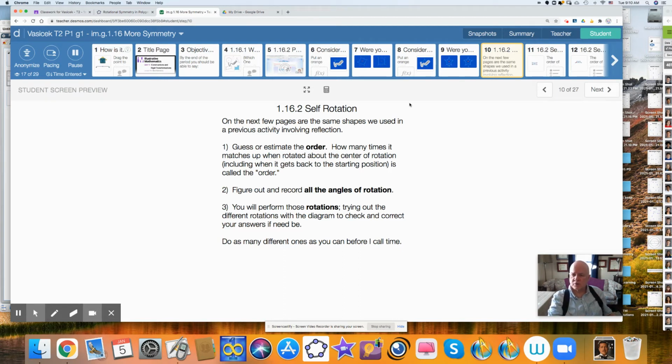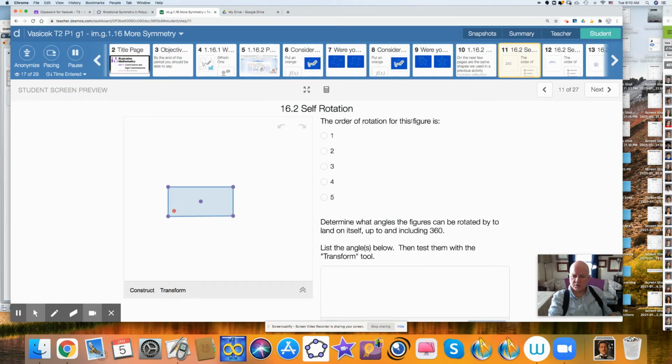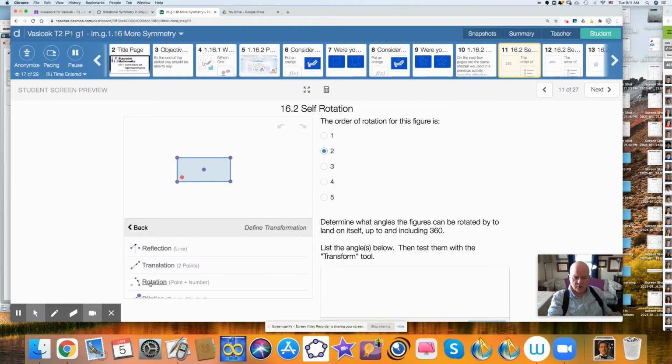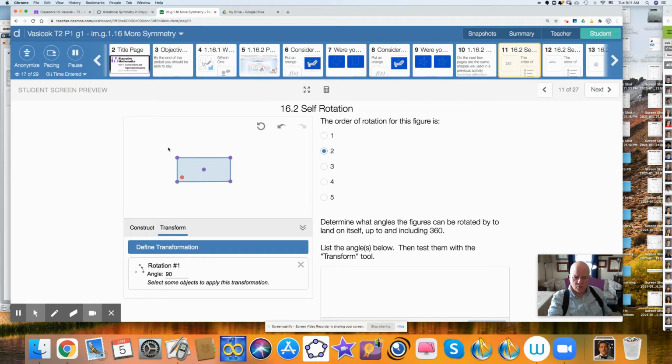I'll do the first one for you just to show you how this works. So this is a rectangle. It's an order 2 rotation. You can rotate it 180 degrees and it will land on itself. Some people said it was 4 and tried it at 90, 180, 270. So you have to define the rotation. This is the center of the rotation. We're going to select the object we want to rotate. And if we chose 90 degrees, you can see that doesn't land on itself.